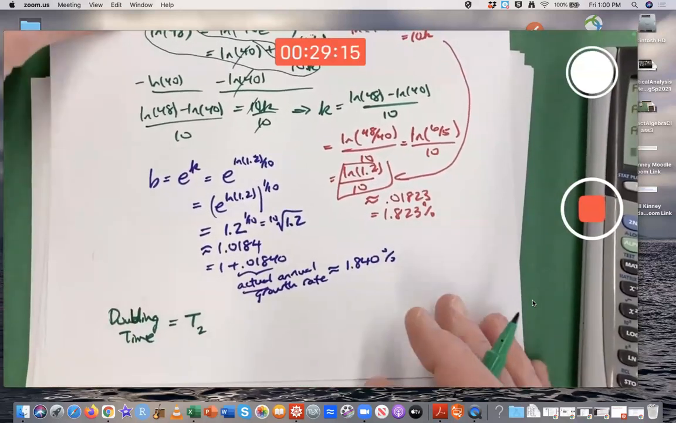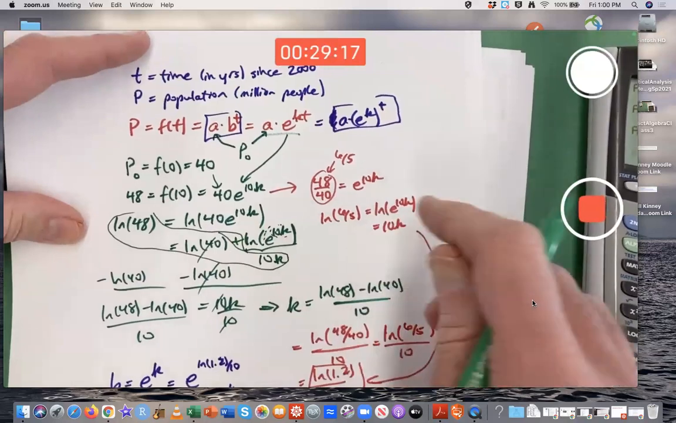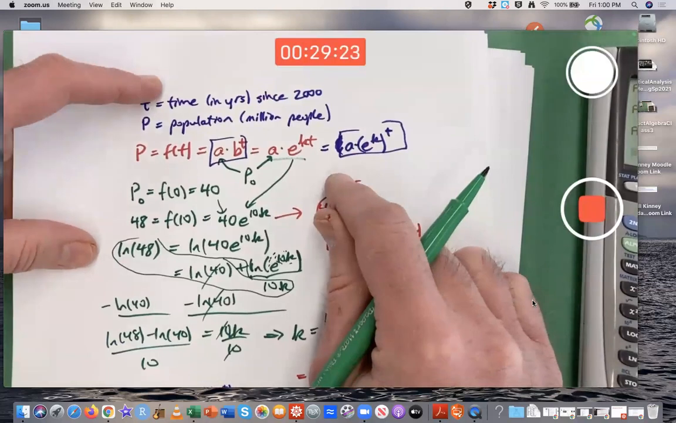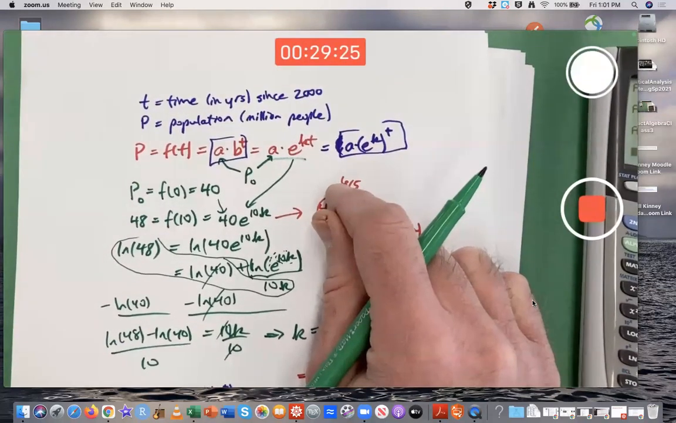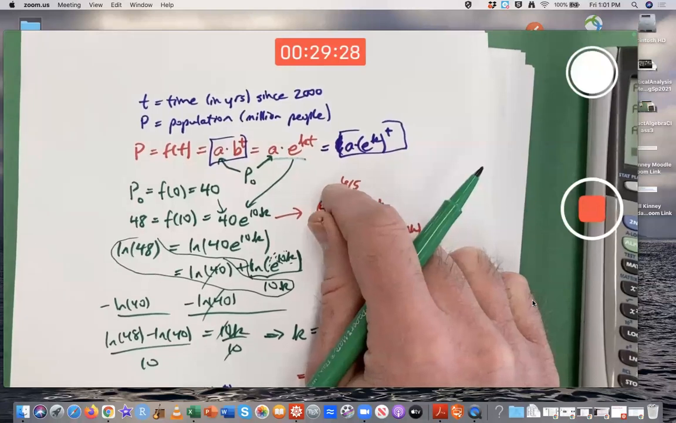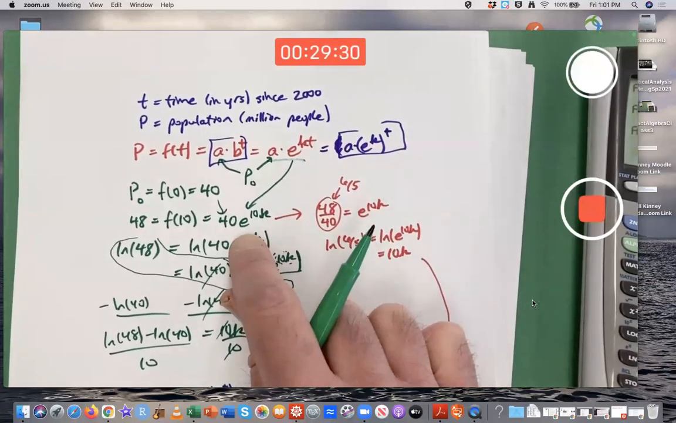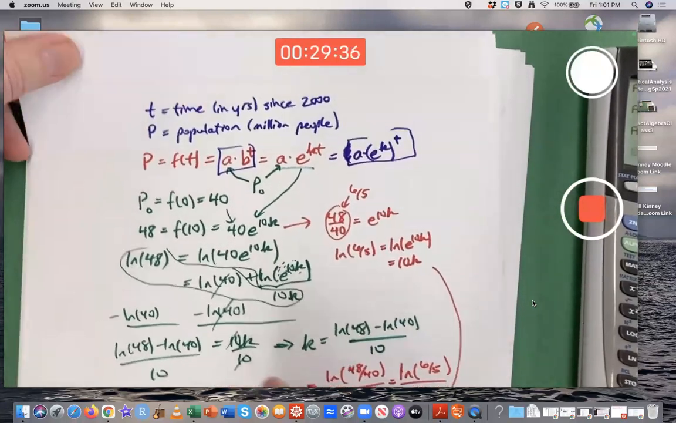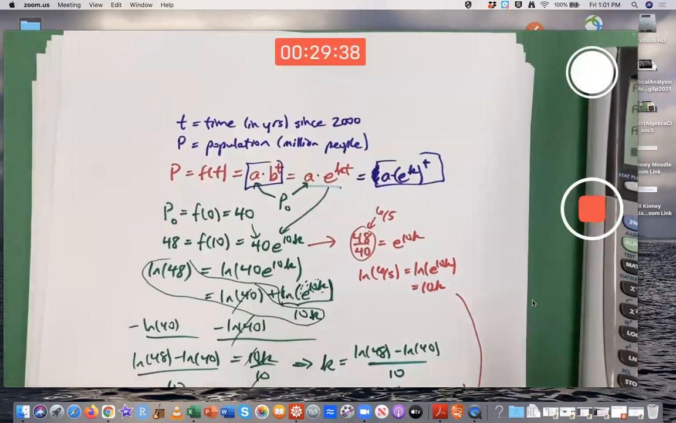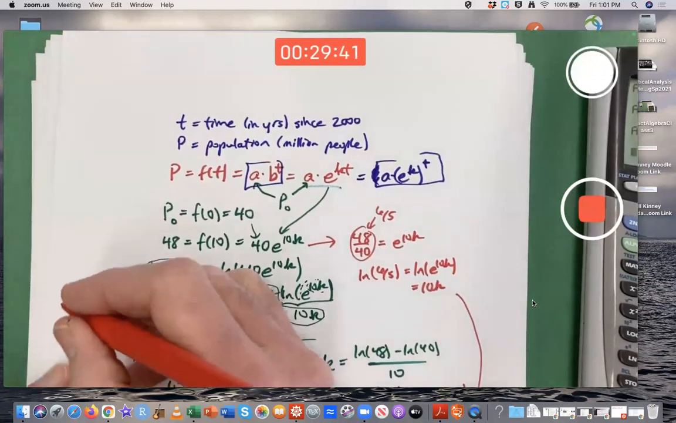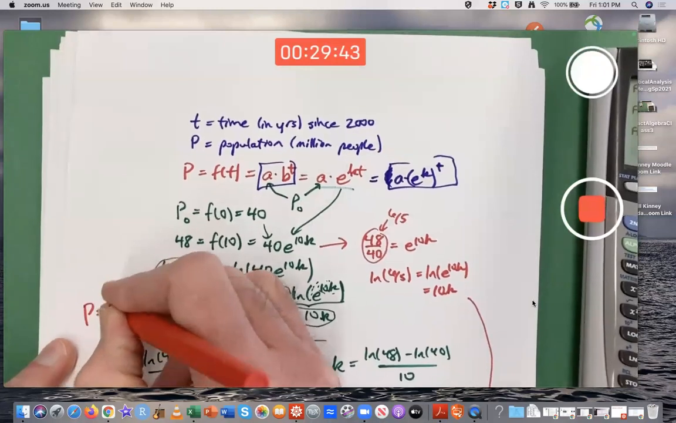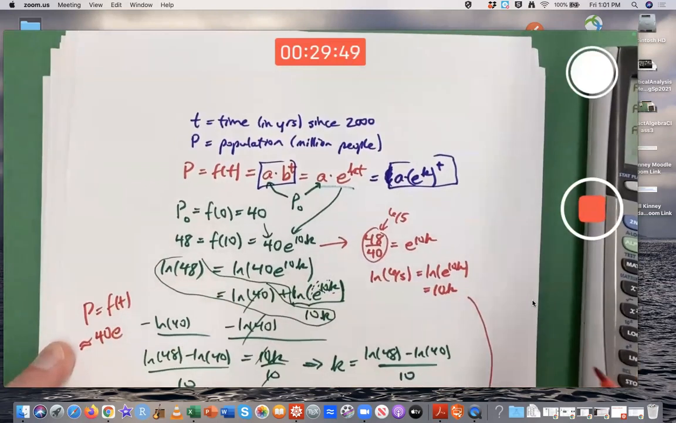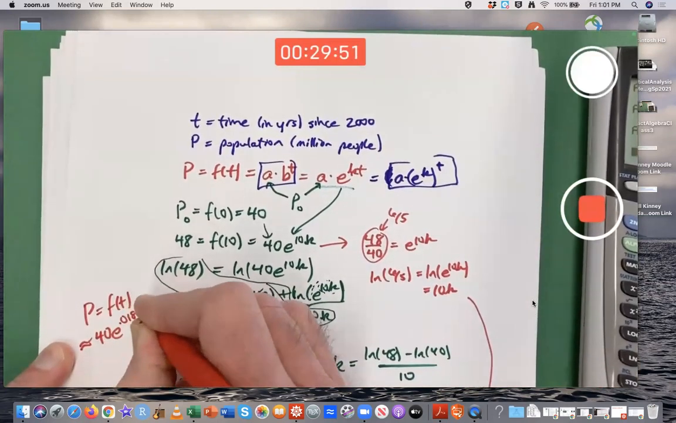Set what equal to 2? The function? You're on a right track, but it's still not quite right. Yeah, 2 times the initial value, which is 40. So, I mean, I guess I haven't actually written the function anywhere. The approximate function that we're using for the population, which was supposed to be the answer to the first question, P equals f of t is approximately 40 million times e to the 0.01823 t.